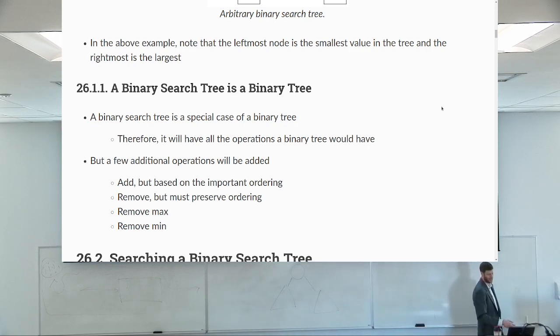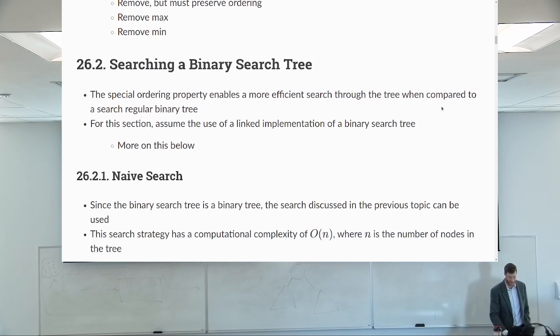Remove, same deal. We want to remove elements, but again, the way we remove something must preserve that binary search tree property. So we're left with a binary search tree. And maybe we want a couple of other methods that we want to include if we're going to implement a binary search tree. Remove min or remove max for whatever reason. We'll see.